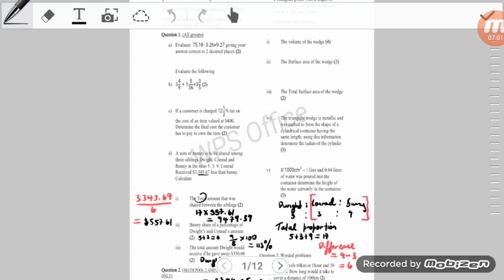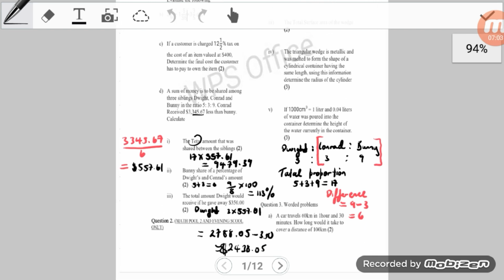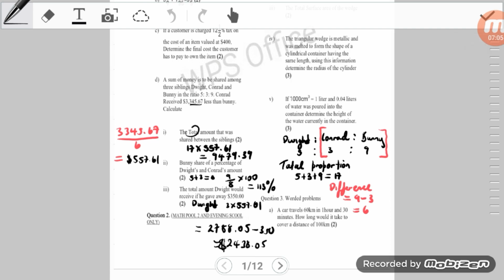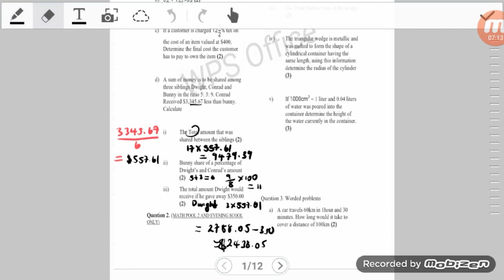All right, so we're going to move on to some worded problems here. I guess you guys would have already had this. Let me just get the eraser here for you. All right, so here now we're moving on to some worded problems.